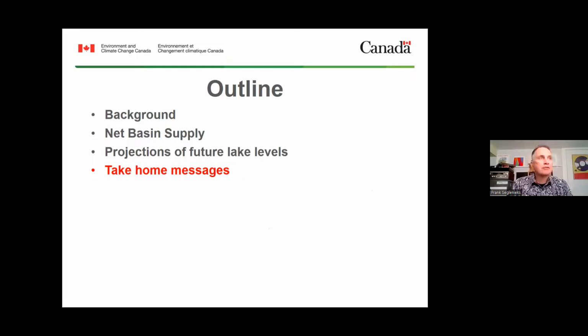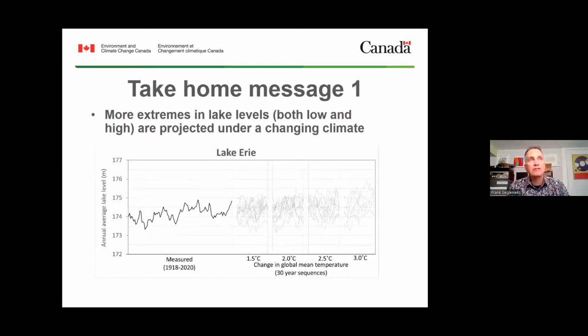So I'm just going to throw out a couple of take-home messages. First of all, there are more extreme lake levels, both highs and lows, and you'll notice there are also some projected lows in there under a changing climate.